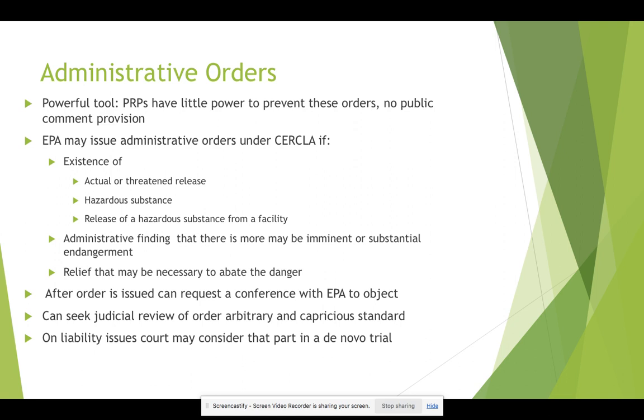And they issue this order, think of it like a ticket or a citation, right? They issue that to Acme Chemical or whatever. And if after that order is issued, that PRP objects to it, thinks it's unwarranted, they can have a conference with the EPA, and then if that doesn't work out, they can go to the court and see if the EPA has violated their powers, gone above their powers.